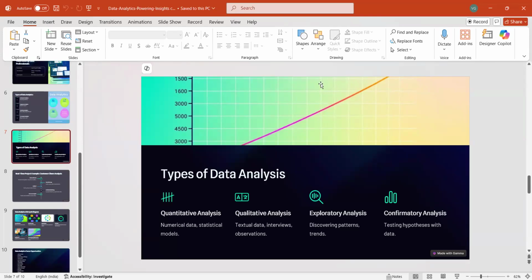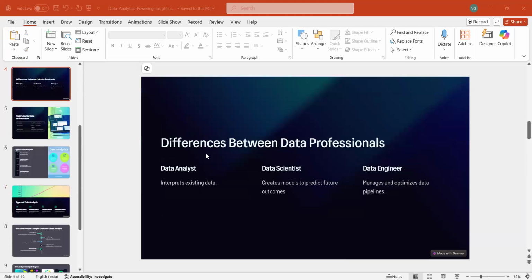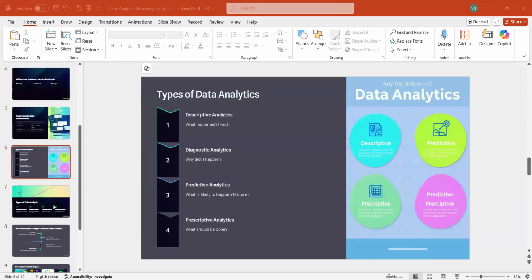And exploratory analysis refers to exploring the data, discovering patterns and trends, observing the flow of data. Everything will be understood by exploratory analysis. Apart from that, we have qualitative and quantitative, which are very important, right? And now we'll have a quick discussion.